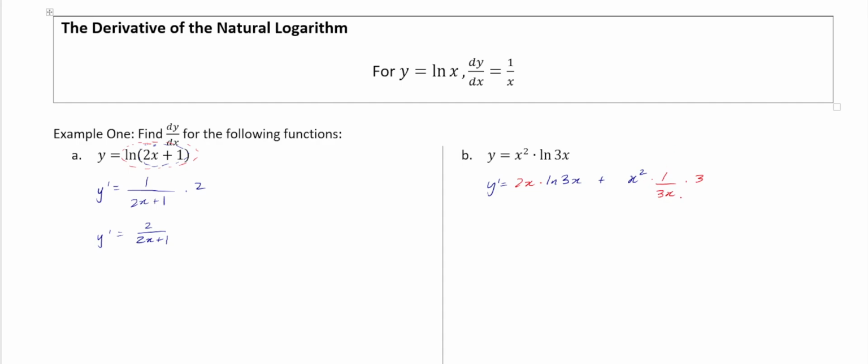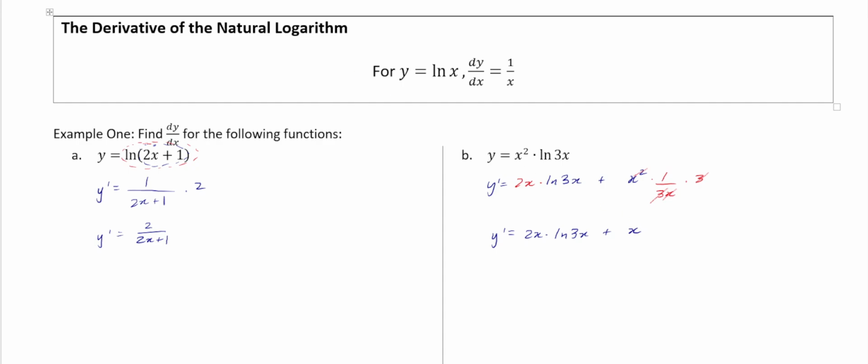You can probably see right here that we have 3's that will cancel. My x's will cancel over here, and this gets reduced from x squared to x. So I end up with y prime is equal to 2x ln 3x plus x right here.